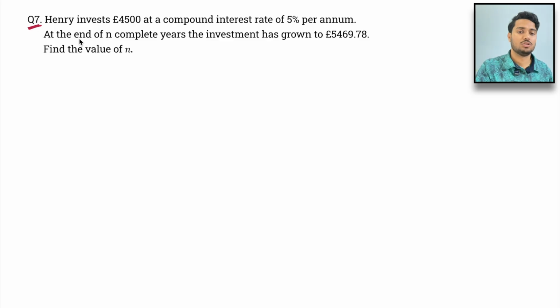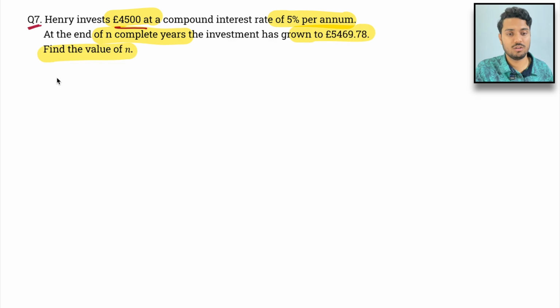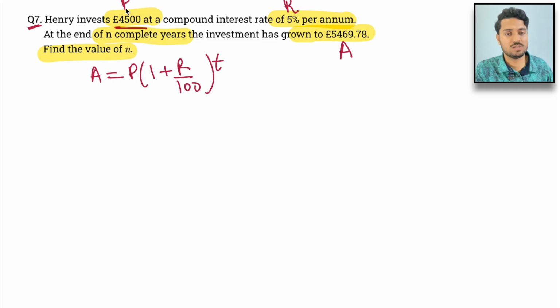Question number 7, it says Henry invests 4,500 pounds at a rate of 5% per annum. At the end of n complete years, the investment has grown to this much. Find the value of n. So in this case, we have to find the value of n, which is the time period, but we already have the amount. We know that amount is equal to P (1 plus R upon 100) raised to T. This is the amount given to us. This is the rate of interest, and this is the principal amount. And the time period T, which is written as n, is missing.